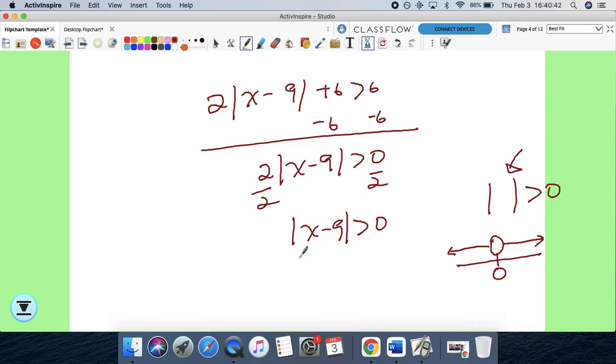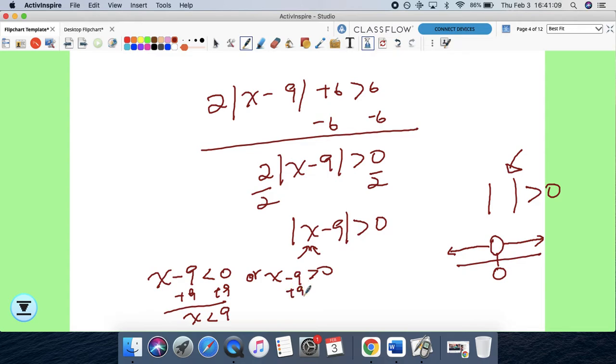Now what can I plug in? What can I replace x with, subtract by 9, so that it's greater than 0? That's what we have to find out. So there are two conditions. One, x minus 9 can be less than 0, right? You see it over here. Or, let me put an or, x minus 9 can be greater than 0. We do plus 9, and we're going to get x is less than 9. And over here, plus 9, and we're going to get x is greater than 9.